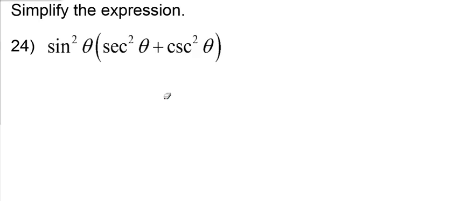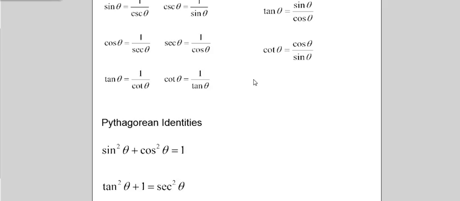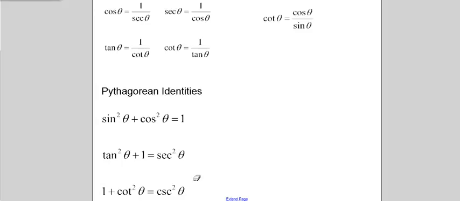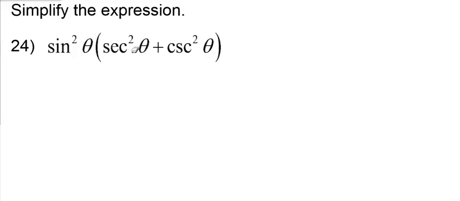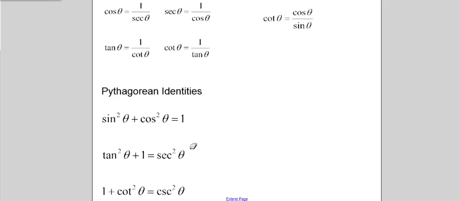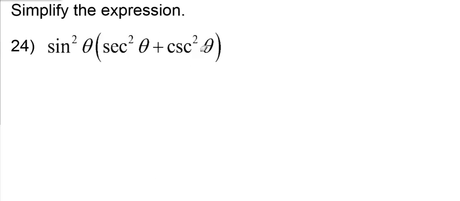All right, so next up, it says simplify the expression: sine squared theta, and then in parentheses, secant squared theta plus cosecant squared theta. As soon as you see that you have parentheses here and we have a function squared, then you want to take a look at your Pythagorean identities. So let's look at those. Now, there's no Pythagorean identity that says secant squared plus cosecant squared. Not one of them has secant squared and cosecant squared. So what's inside the parentheses here is not a Pythagorean identity.